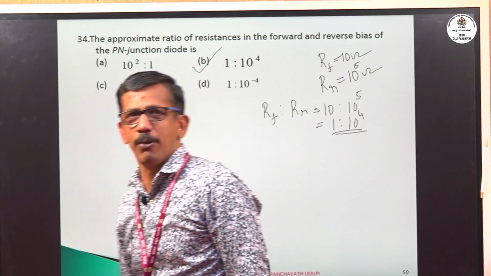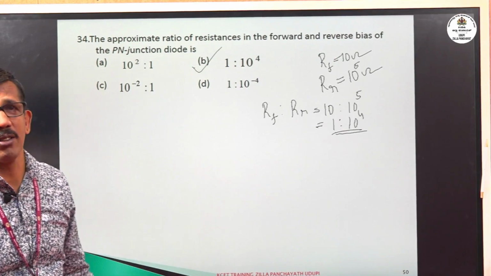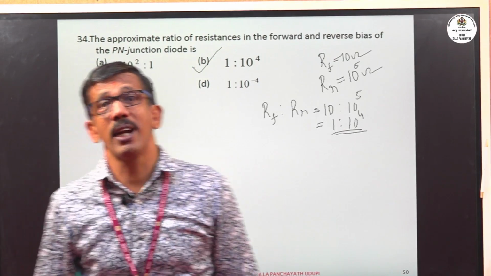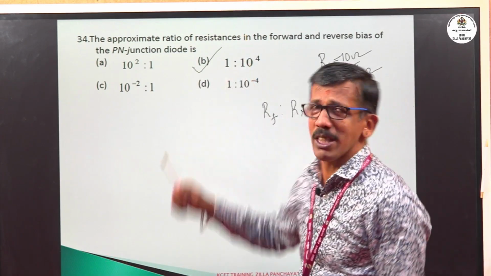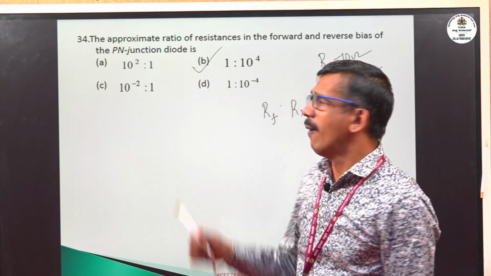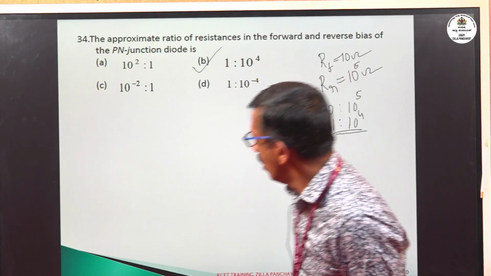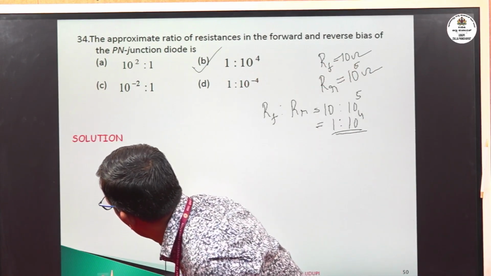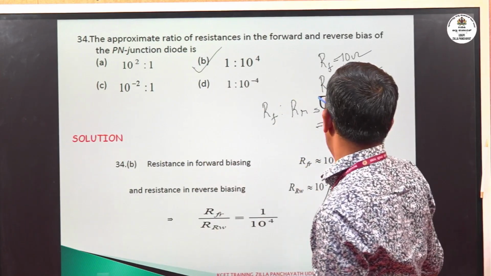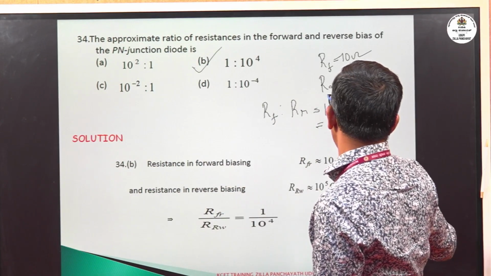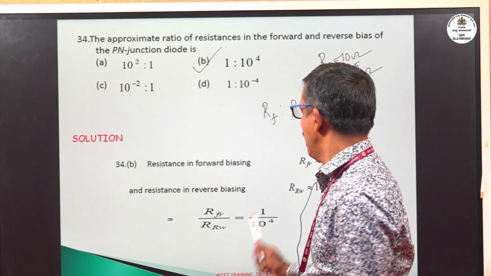1 is to 10 power 4 is the ratio of forward and reverse resistance of the diode. When the diode is operated in forward bias, resistance will be low. When the diode is operated in reverse bias, resistance will be high. So, the ratio of the resistance in forward and reverse bias is about 1 is to 10 power 4. See, resistance in forward biasing is nearly 10 ohm, reverse biasing 10 power 5 ohm. Ratio 1 by 10 power 4.